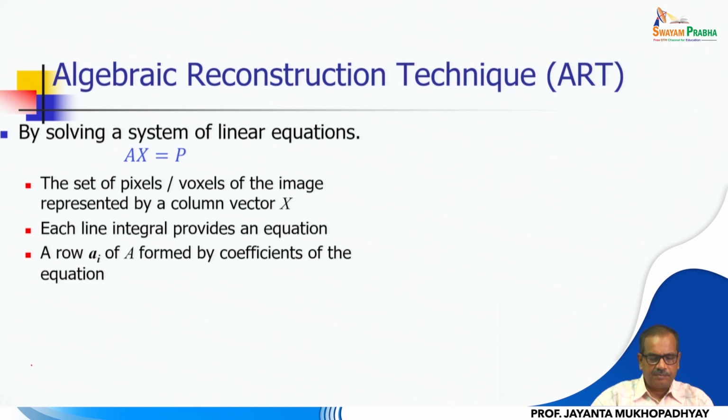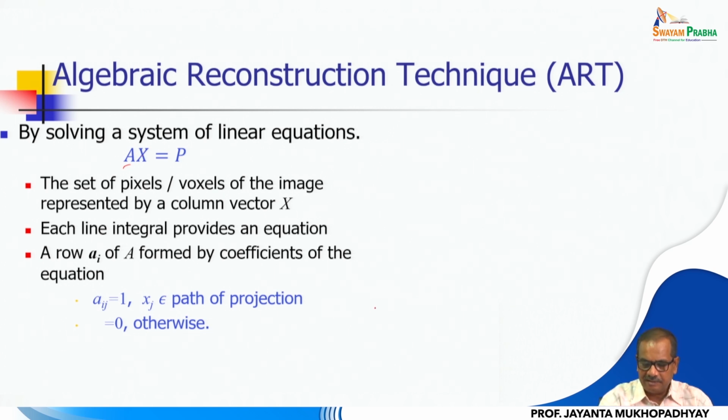As I mentioned, each line integral provides an equation. A row of this matrix A is found from the coefficients of the equation, which means that if the point is on the line, the coefficient is 1, otherwise it is 0. Any line integral involves the functional values we are going to find, which are expressed as variables, say x1 and x2. We add them to get a value, say s. This is the equation.